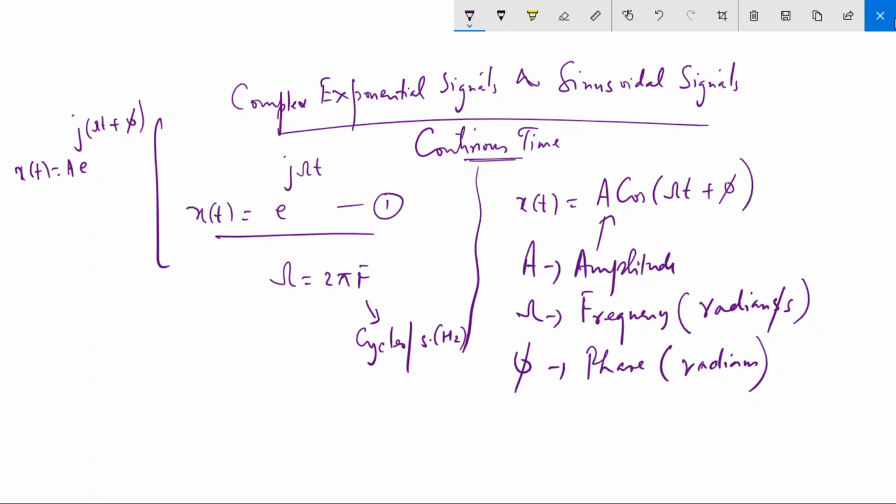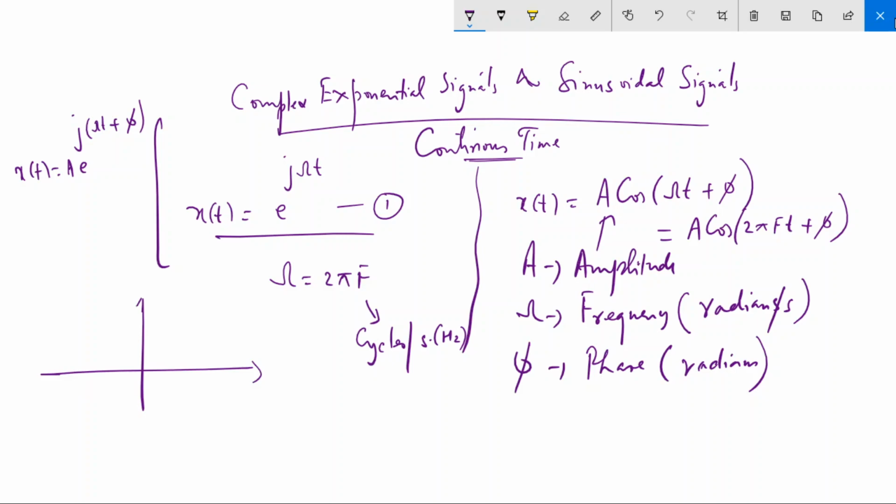Okay, so omega can be written in the form of 2 pi f. In that case you can modify this equation as a cos(2 pi f t plus phi). So if you plot this sinusoidal signal, how does it look? You can take a sine function as well as a cosine function. The difference between them is only a phase difference of pi by 2. Otherwise both signals are the same.